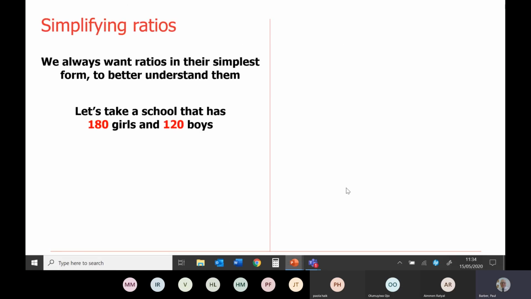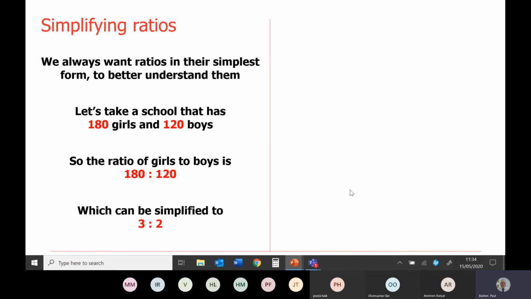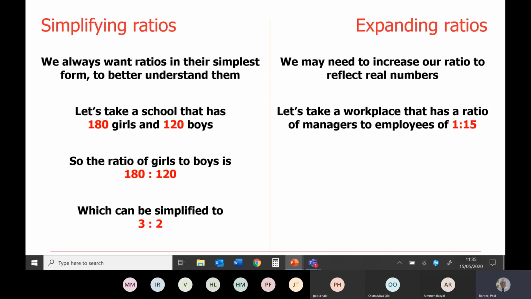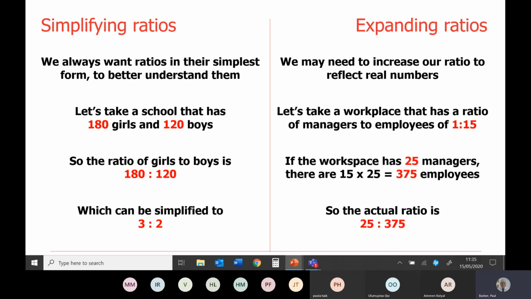Going back to my presentation, and again, this is just reiterating what I said. We always want ratios in their simplest form because it helps us better understand them. So we've scaled down from 180 girls to 120 boys. That can be simplified down to 3 to 2 in the steps that I said before. Or we can expand, and we may need them to reflect the real numbers. So we know the ratio is 1 to 15, but what that actually means in this workplace is there are 25 managers and there are 375 employees. So we're scaling up, if you like.